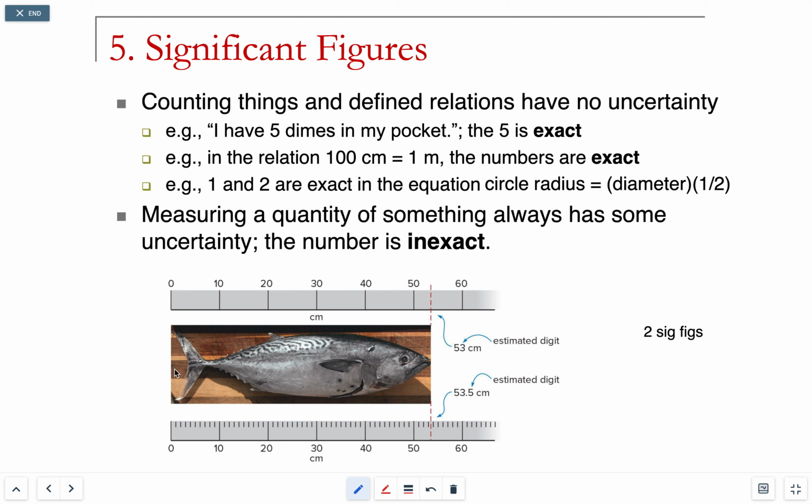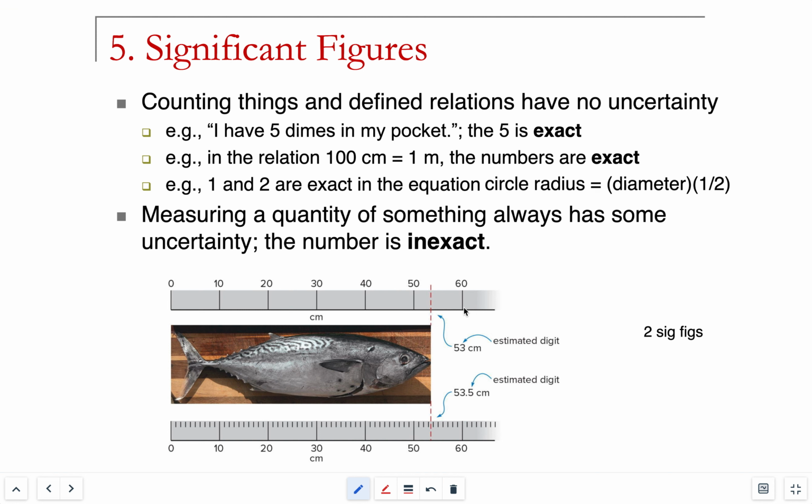If we measure the length of this tuna, we can use two different length measuring devices. This ruler is measuring things in terms of tens of centimeters on the rulings. The one below here has tens of centimeters, but it also has rulings within 10 centimeters. There's 10 rulings within 10 centimeters. Each one is 1 centimeter each. So when we go to measure using this cruder ruler, we can say that the length of the fish is somewhere between 50 to 60 centimeters.